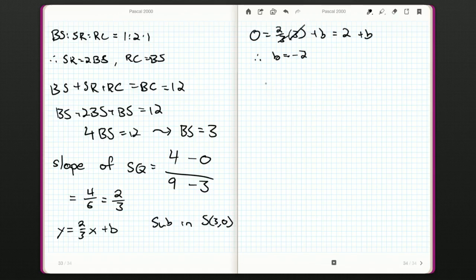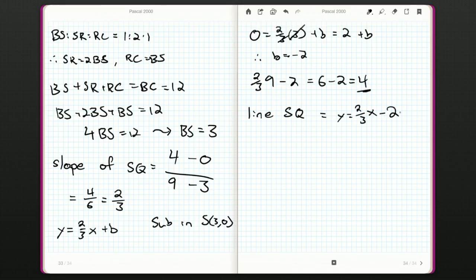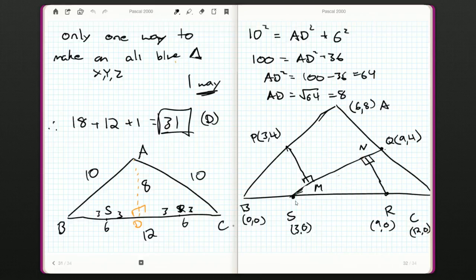And we could double check that. We're going to have 2/3 of 9 minus 2, which is equal to 6 minus 2, which is equal to 4. So the line from S to Q is y equals 2/3 x minus 2. Okay. So we have an equation for the line SQ. All right, that's pretty good.